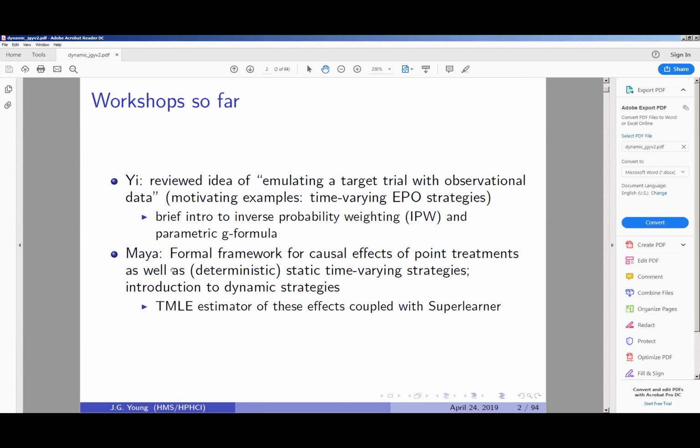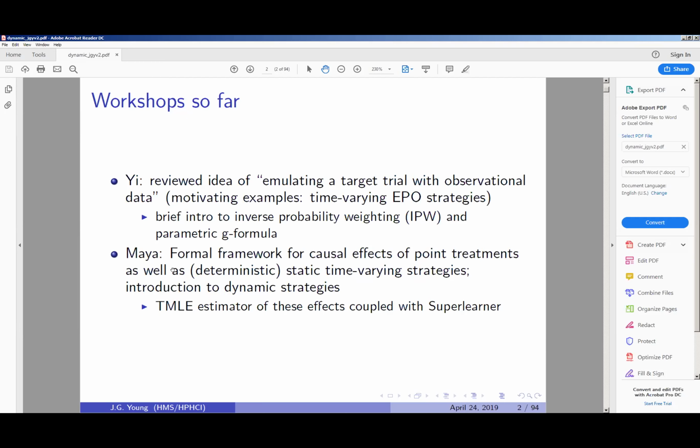So just to recap quickly of the workshop so far, Yi, in workshop 1, reviewed the idea of emulating a target trial with observational data. She gave motivating examples about the effect of time-varying EPO strategies. She gave a brief intro to IP weighting and the parametric G formula.